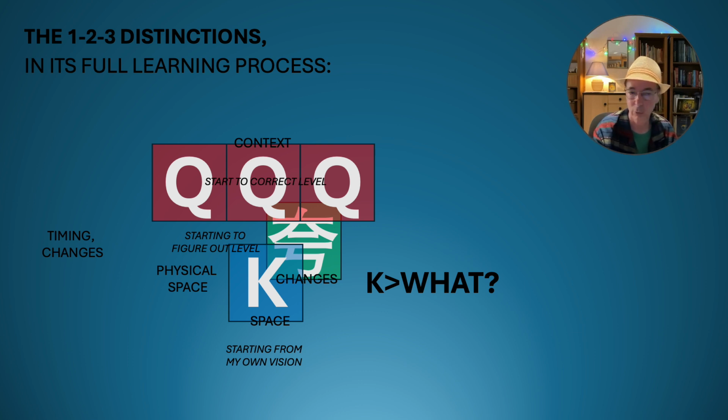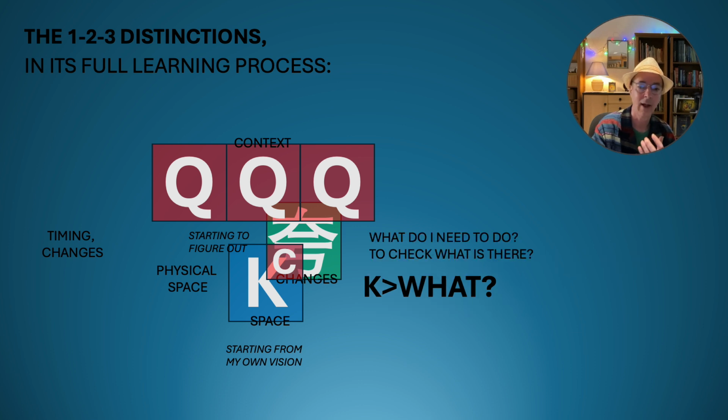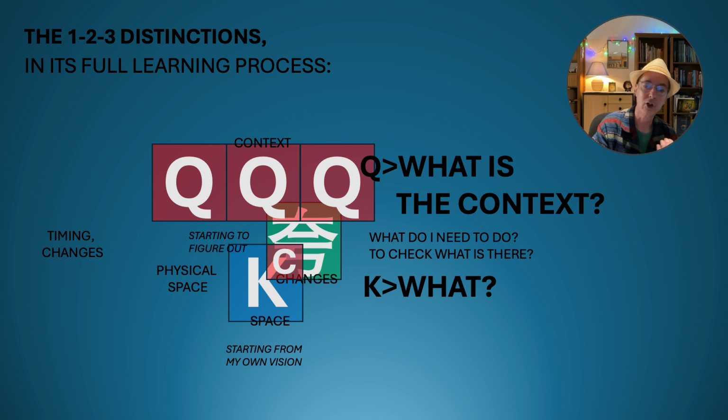The K, we know already, it means what in the physical space. It starts from our own vision. The Q starts from context, so it more asks the C, then at the next it says, okay, what shall I do? Just like every Chinese character says, what shall I do? Try to figure out what you need to do. And just check what's there. And the Q is, so what is the context?